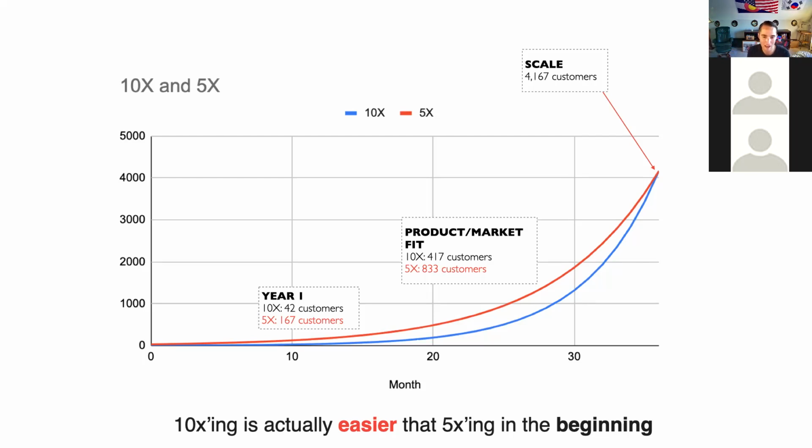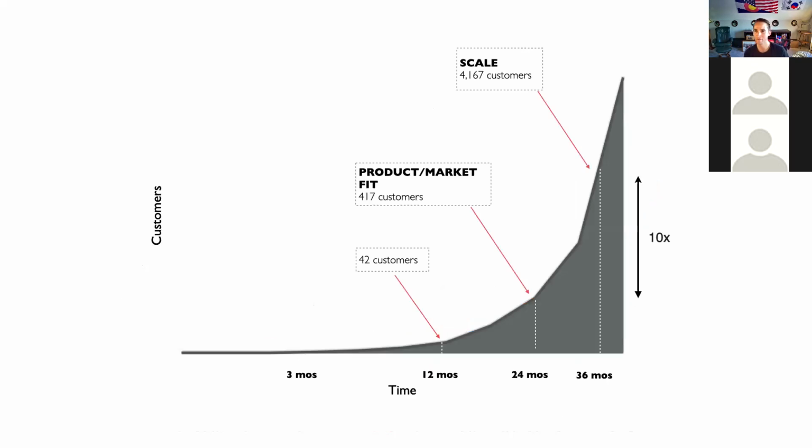And so you can see 5x in the beginning, you need 167 customers. Whereas if you're thinking 10x, you only need 42 customers. And I'm going to show you kind of how this maps out. Sorry, I think I might have skipped ahead a little bit, but this slide.